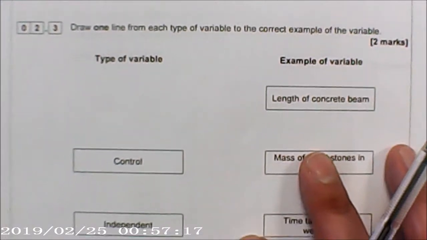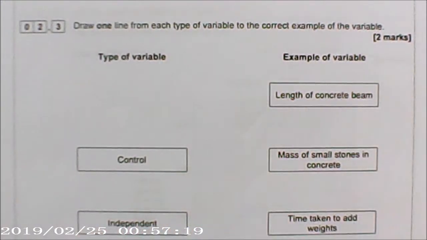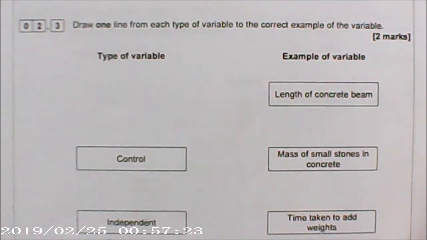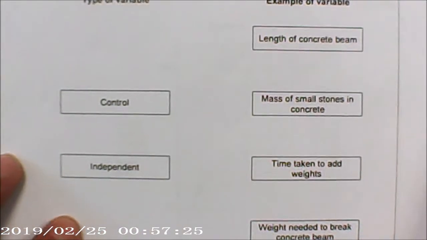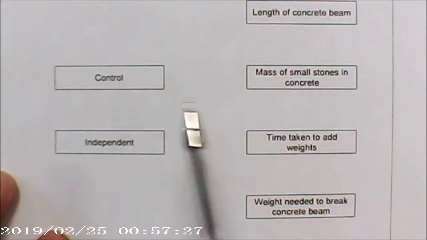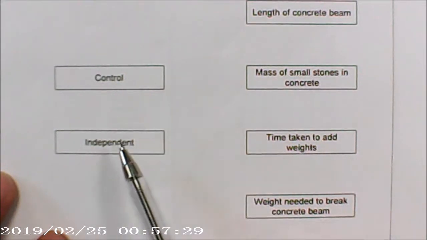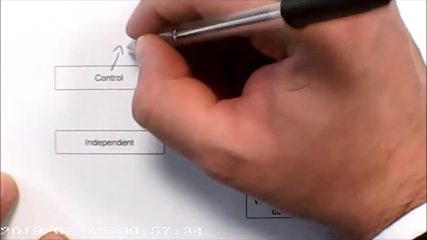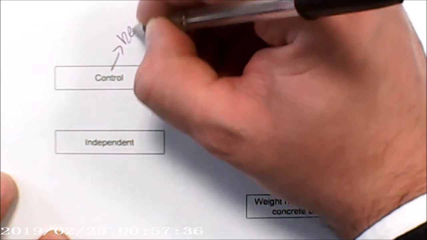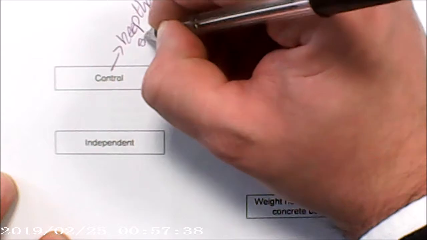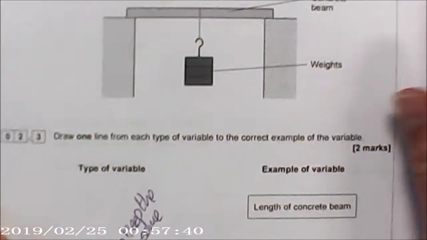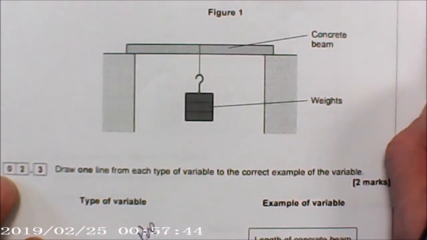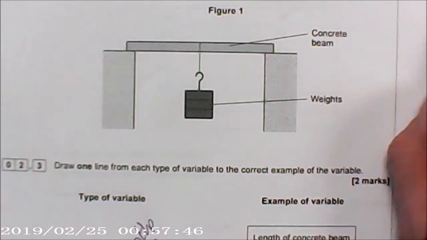Draw one line from each type of variable to the correct example of the variables. So in this investigation, it's worth 2 marks. So we need one line going from control and one from independent. So control variables, those are ones we have to keep the same. So looking at the picture, what would be important to keep the same so that it doesn't affect our results?